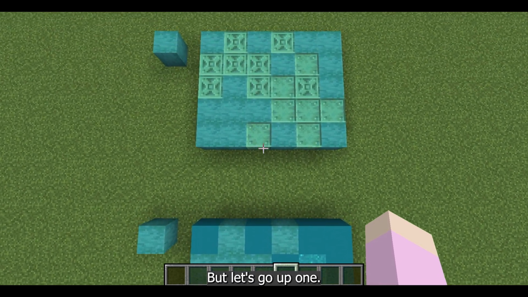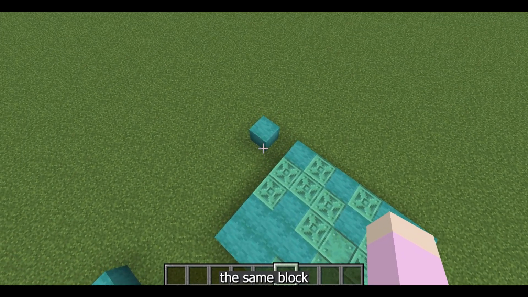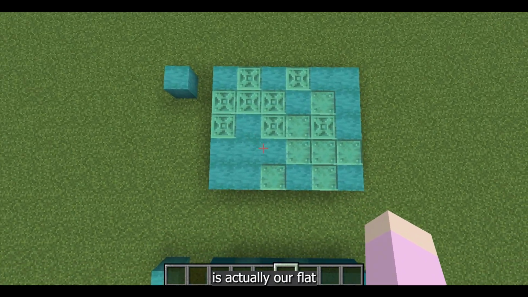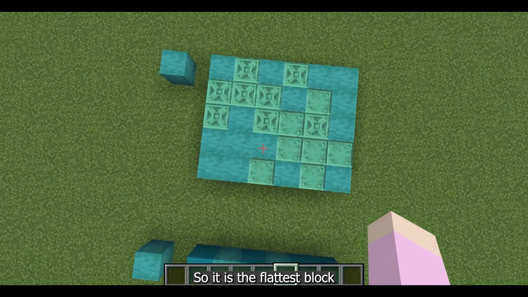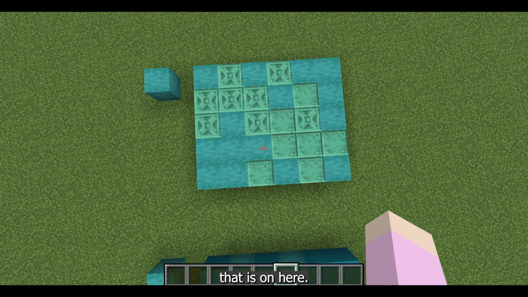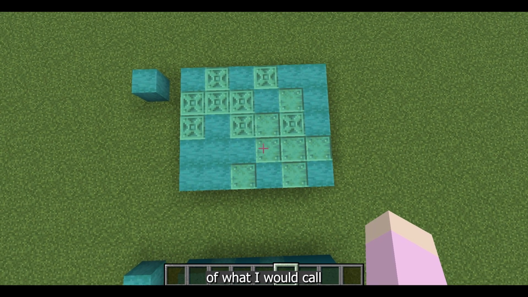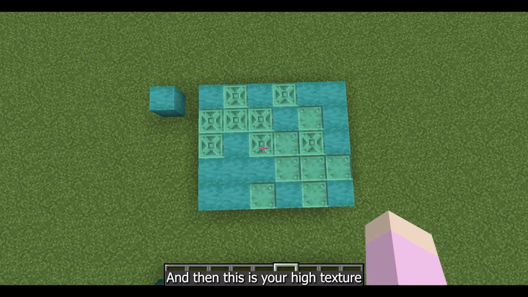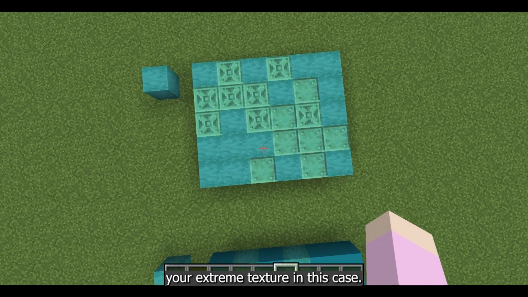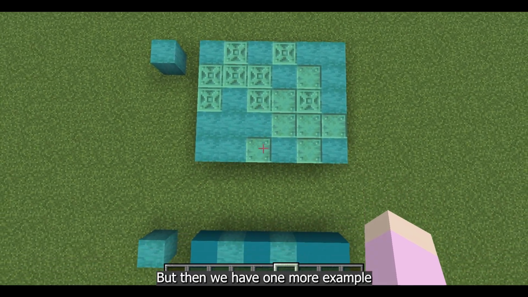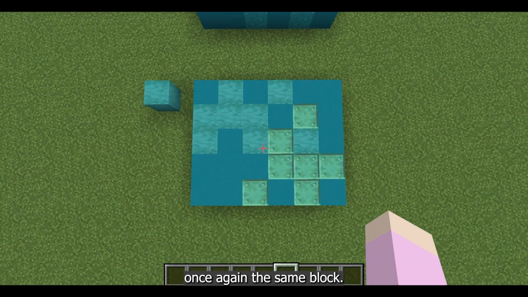So we would say in this case, the stripped log is your high texture, your extreme texture, so to speak. But let's go up one. And if you'll notice here, once again, the same block, the stripped log, is actually our flat in this combination. So it is the flattest block that is on here. And then this is kind of what I would call a transition texture. And then this is your high texture, your extreme texture in this case. But then we have one more example. Once again, the same block.